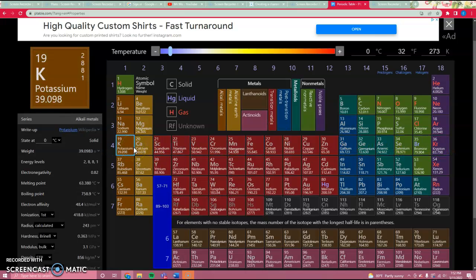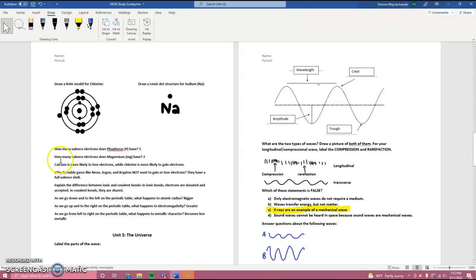It's going to lose electrons, form that positive 2 charge, whereas chlorine right here has the option of either gaining 1 electron to get a full shell, or losing 7. Gaining 1 is a lot easier, so chlorine would rather gain electrons.